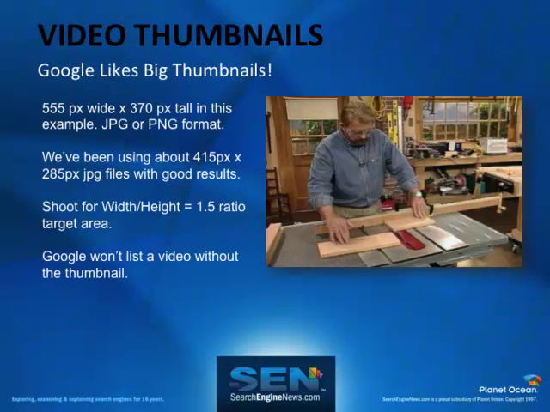Google likes big video thumbnails, and these are bigger than what you'd really expect. We've been using stuff around 415 pixels by 285 pixels with good results. You need to shoot for a width-to-height ratio of approximately 1.5 for the target area that you want to show. Google will not list a video unless there's a thumbnail available.